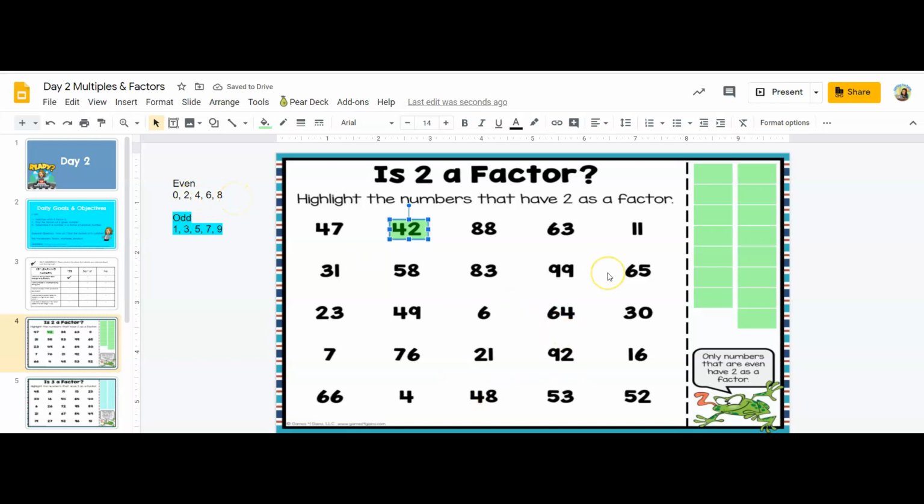Let's pick one more. Let's go with the number 30. Well, it ends in a 0, and 0 is an even number. So that means 30 is also a multiple of 2. 30 divided by 2 equals 15. 42 divided by 2 is 21. 21 times 2 equals 42. 15 times 2 equals 30. Those are factors of 2, or multiples of 2, I'm sorry.